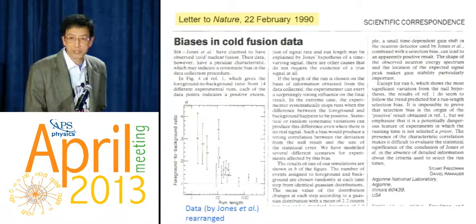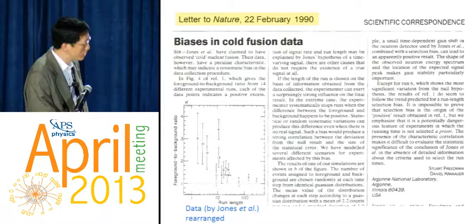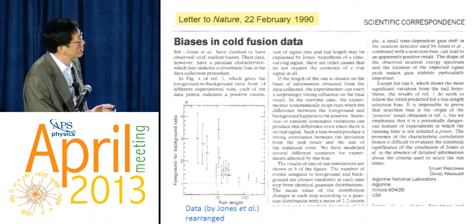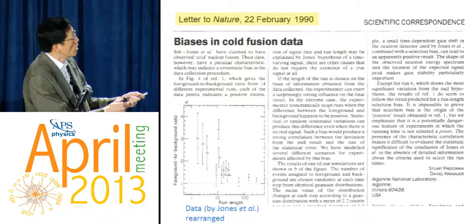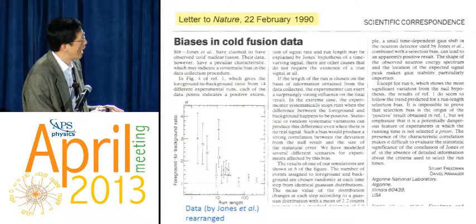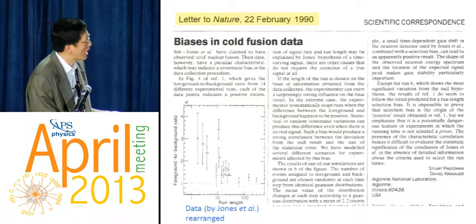And in fact, he found something interesting about the original data announcing cold fusion and wrote a letter to Nature, the editors of Nature. This was written by Stuart and his postdoc at the time, Danny Krakauer. Let me read the first paragraph. It says, "Sir, Jones et al. have claimed to have observed cold nuclear fusion. Their data, however, have a peculiar characteristic, which may indicate a systematic bias in the data collection procedure."